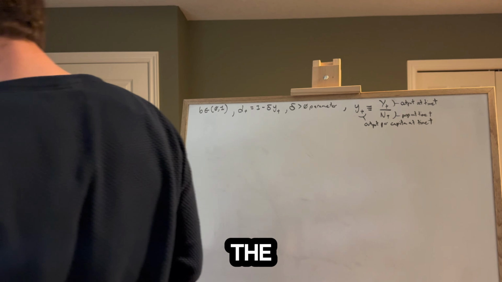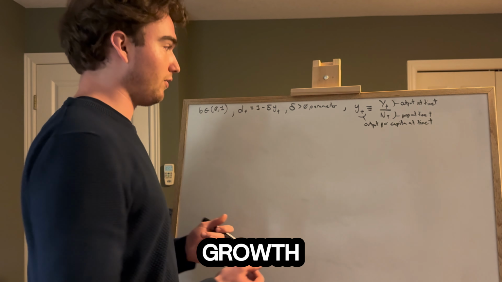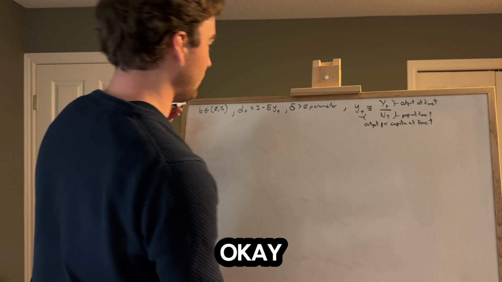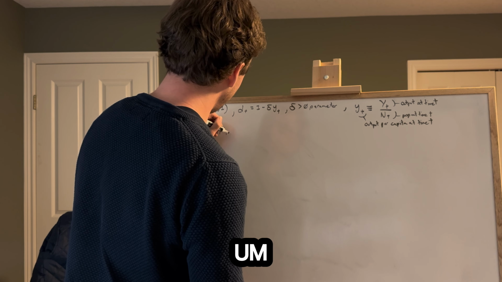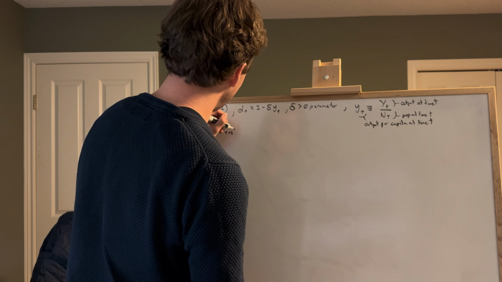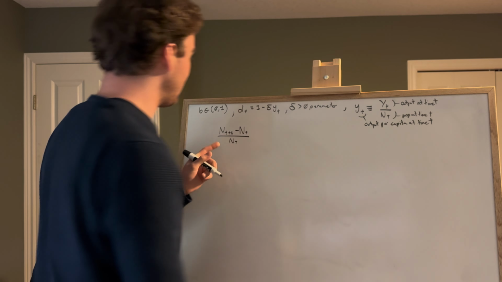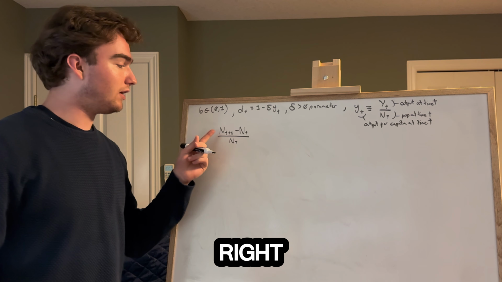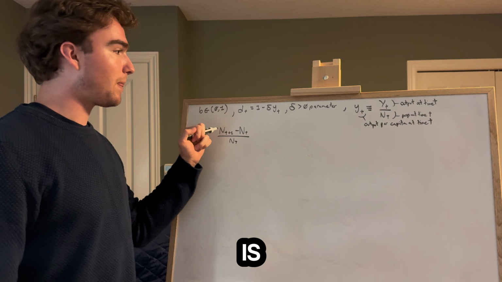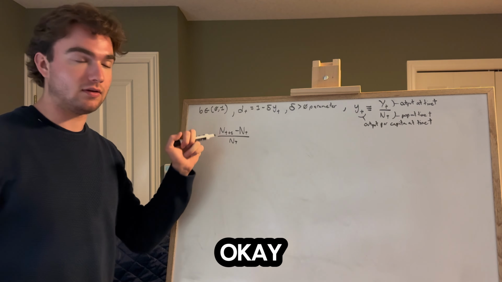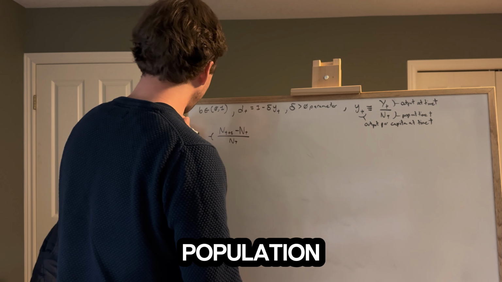We're looking for the population growth from time t to time t plus 1. Well, we know how to write our growth rates, and this is our population at time t. Okay. So that's Nt. That's Nt plus 1 less Nt all over Nt. That would be your rate of growth, right? Nt plus 1 less Nt over Nt. This is population at time t plus 1, okay? So this is your population growth rate.